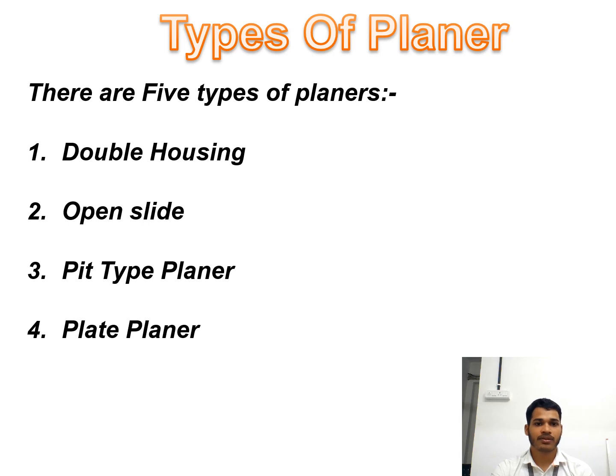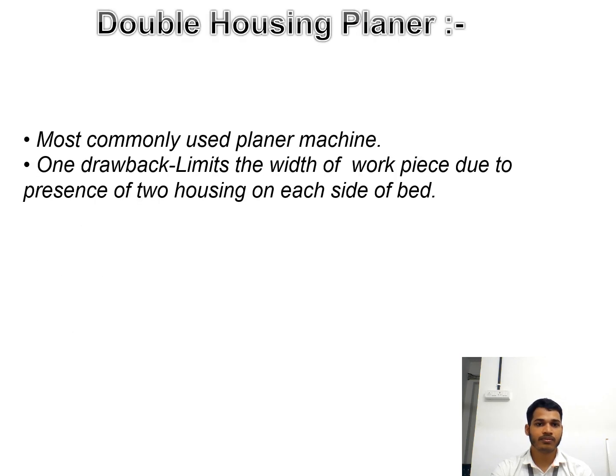Types of planer. There are mainly four types of planer. First one is double housing, and next open side, pit-type planer, and plate planer. Double housing planer is most commonly used in planer machines, and one drawback and limitation is the limited workspace due to the presence of two housings on each side of the bed.